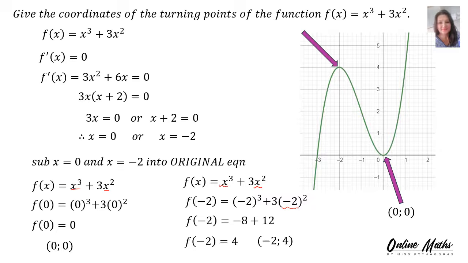And if you go to the sketch, you will see the stationary point there, the point minus 2 and 4, and that point is also referred to as the local maximum.